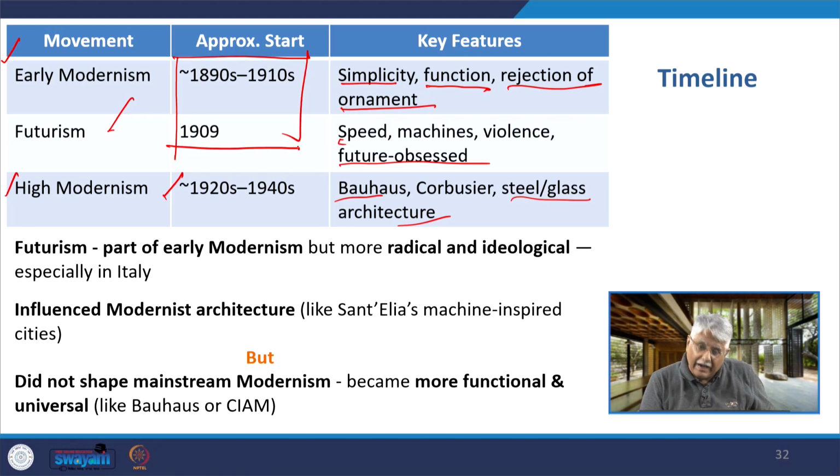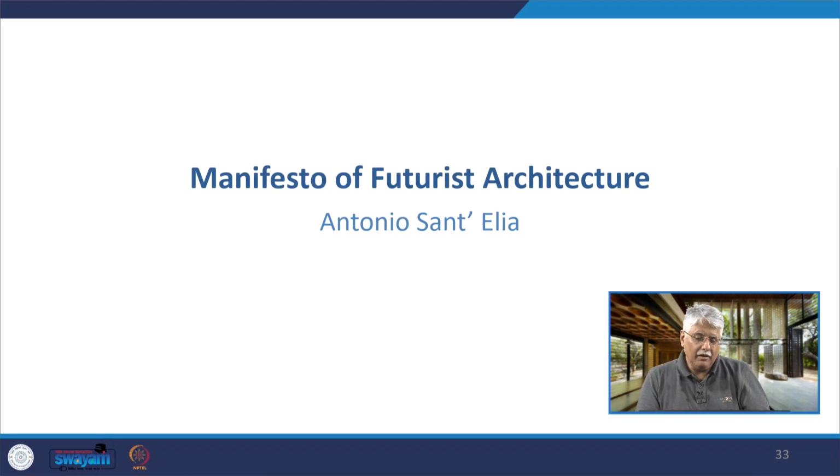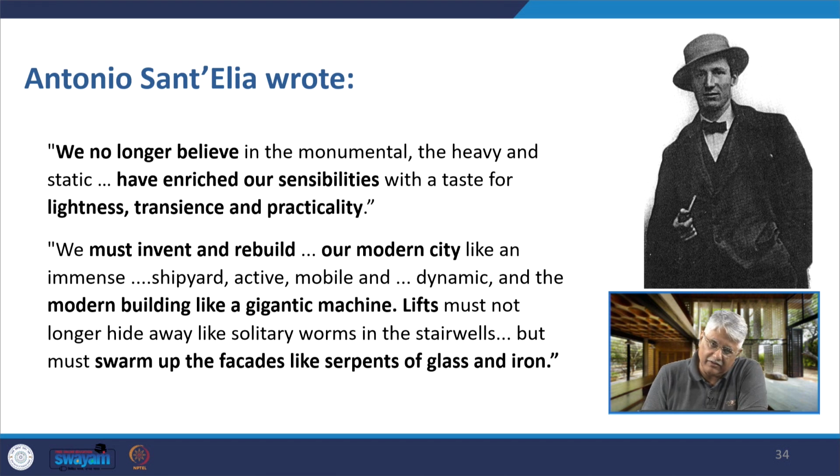So, futurism or futurist architecture was a part of early modernism if you look at this bracket, but it was more radical and ideological, especially in Italy. It was influenced by modernist architecture like Sant'Elia's machine inspired cities, but it did not shape mainstream modernism. Mainstream modernism continued to become more functional and universal like Bauhaus and like the contribution of the entire Congrès International d'Architecture Moderne. The manifesto of futurist architecture is very interesting. I would like to read out to you directly from that, and then I will relate to you with the buildings of the modern times which are connected with futurism and what has come to be known as Neo-Futurism.